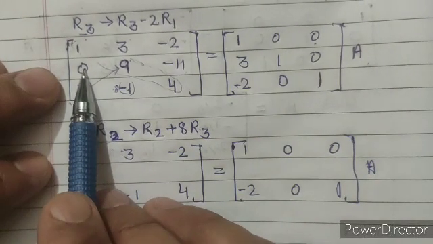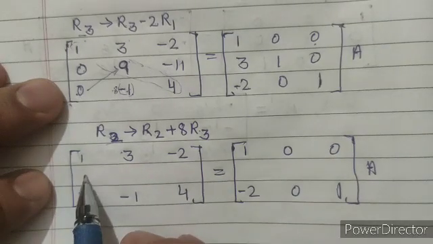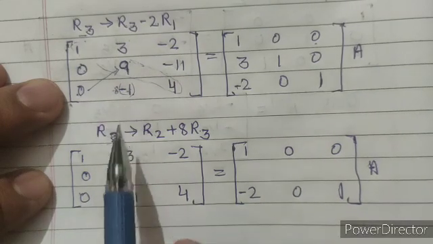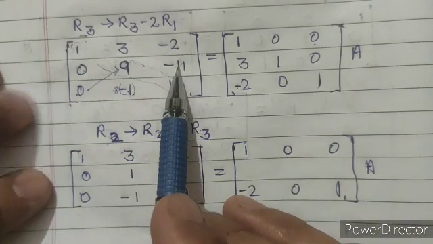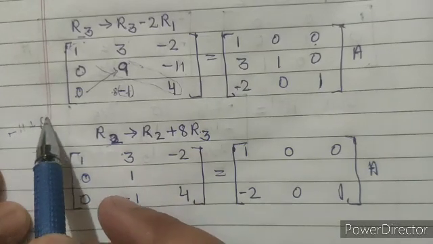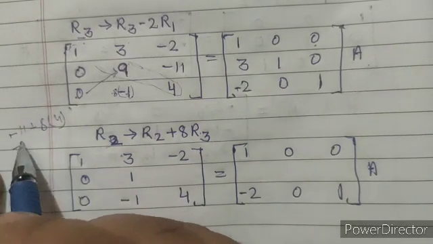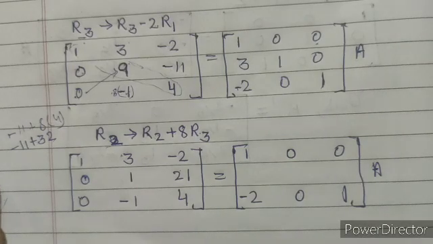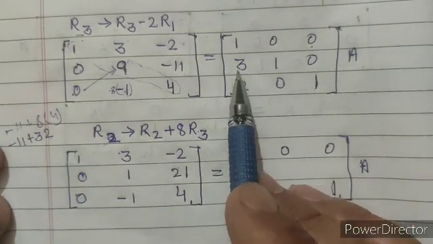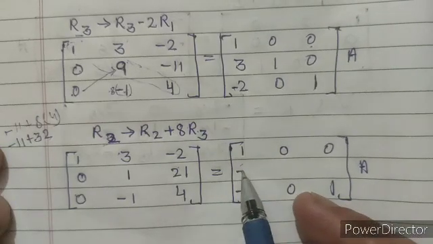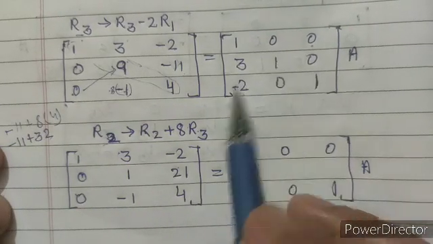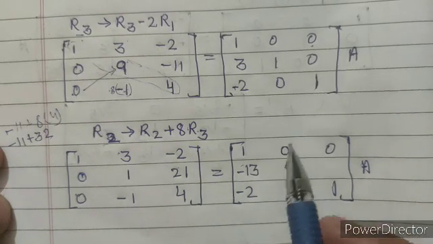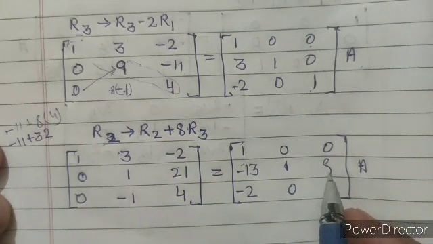Now 0 plus 8 into 0 will remain as 0. Now 9 plus 8 into minus 1 will be 1. Minus 11 plus 8 into 4, that will give us minus 11 plus 32, that is equal to 21. Similarly, on the right hand side, 3 plus 8 into minus 2 will be equal to minus 13. 1 plus 8 into 0 will give us 1, and 0 plus 8 into 1 will be equal to 8.